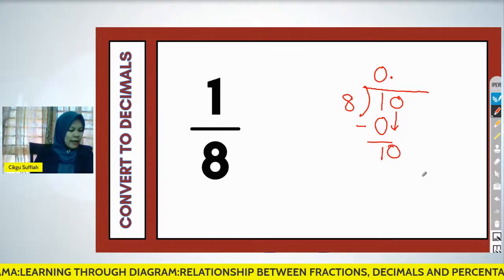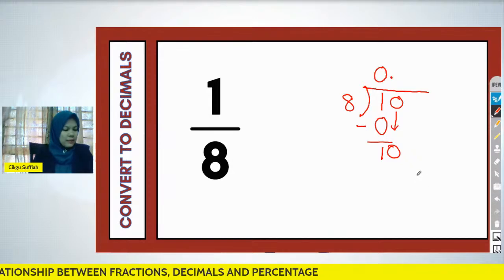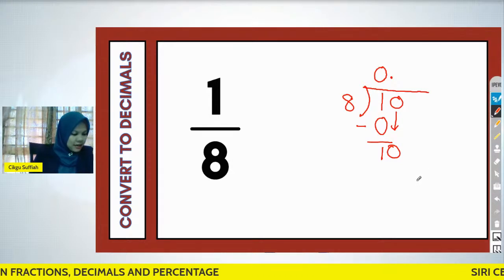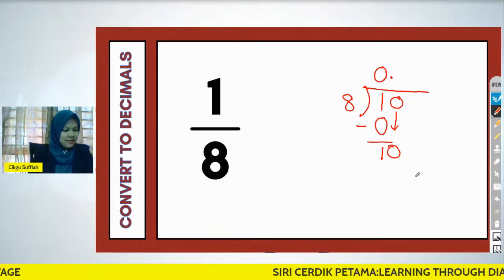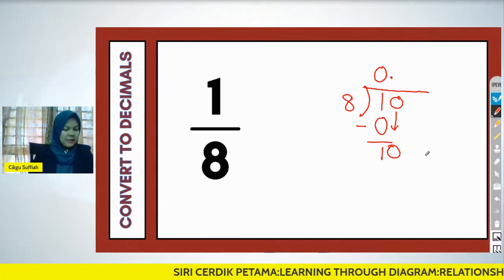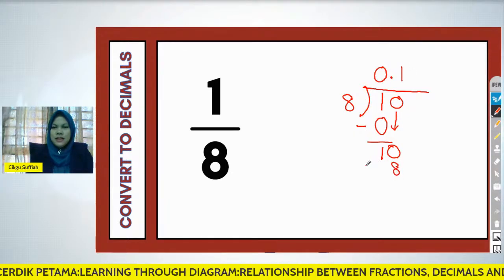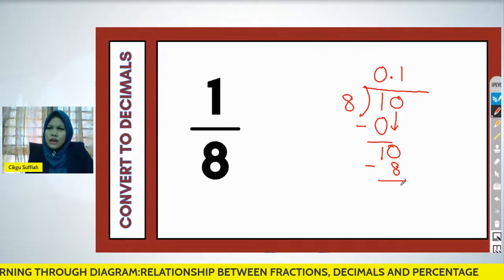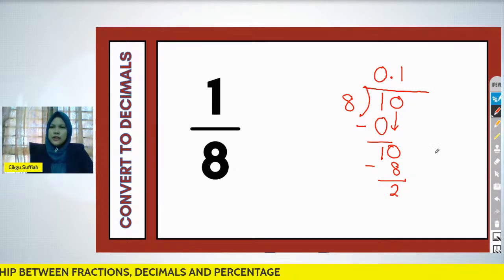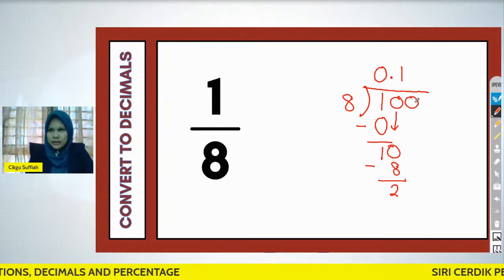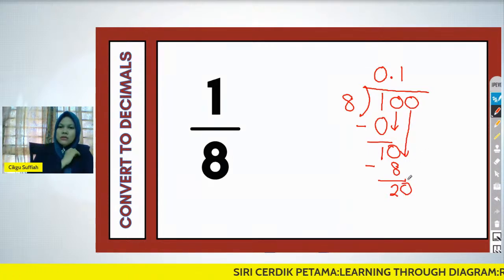Now, 8 times what number equals 10? Sabrina says 1. Okay, put 1 here. 8 times 1 equals 8. Then I minus here. Then I got 2. I still have a remainder. So I still need to add 0, right? So I add 0 here and bring down the 0. Down here becomes 20 now.